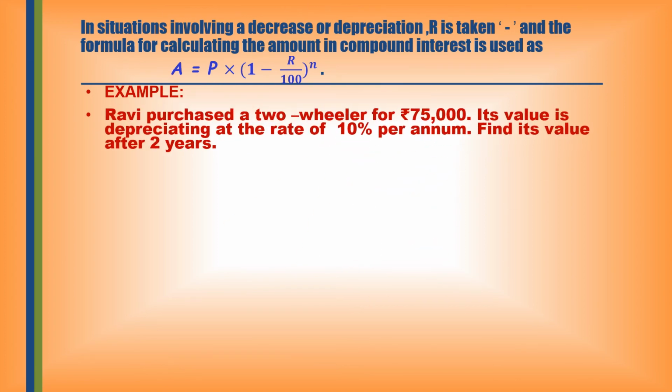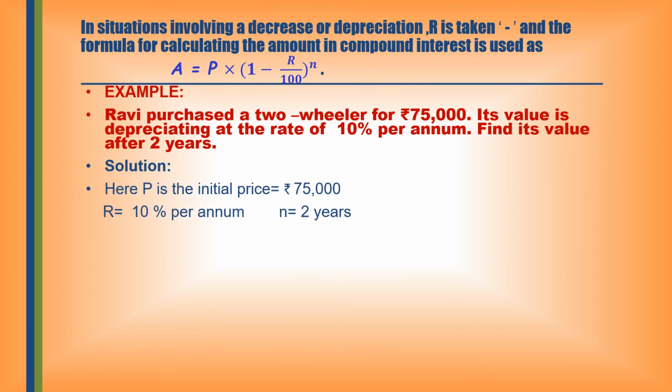So, here the thing is that if we bought a two-wheeler, its value is depreciating, that means decreasing uniformly at the rate of 10% per annum. So we just wanted to know what will be the value of the same two-wheeler after 2 years. So P is the initial price for which he has purchased the two-wheeler, that is equal to rupees 75,000 and the rate is 10% per annum. And he wants to know the value of the two-wheeler after 2 years. So N is equal to 2 years. Value after 2 years is equal to P into 1 minus R by 100, the whole raised to N. Here you see in the place of plus it is changed to minus. Why that minus came? Because it is a case of depreciation.